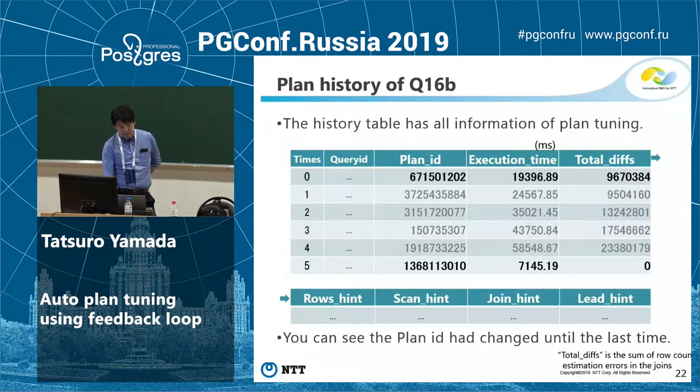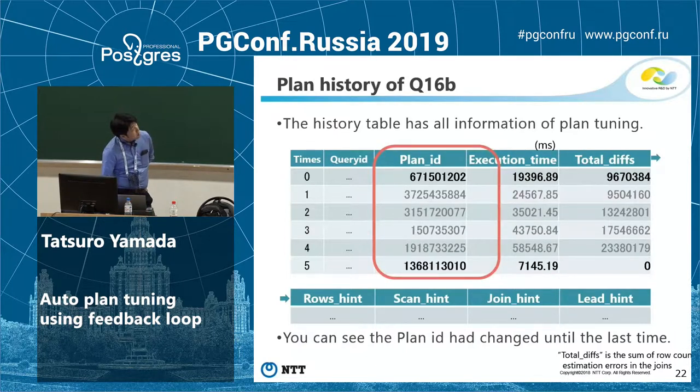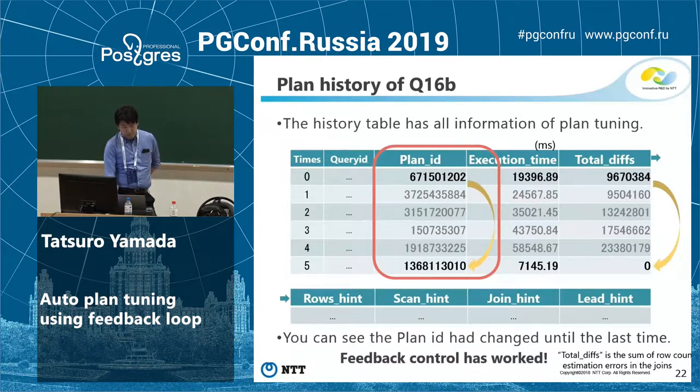Okay, let's check the plan history table. The table consists of the following columns: query ID, plan ID, execution time, total diffs. You can see that the plan ID has changed by the final round, and the error becomes zero. It can be confirmed that feedback control has worked.